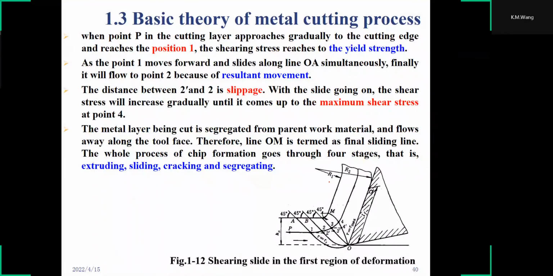This is the shearing slide in the first region of deformation. This is a workpiece. From the tool's movement from one to two, the material in the workpiece will have deformation.